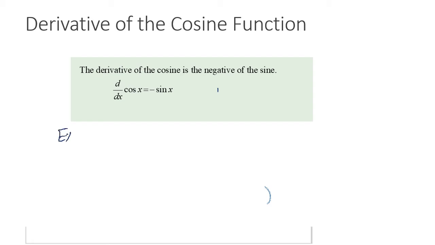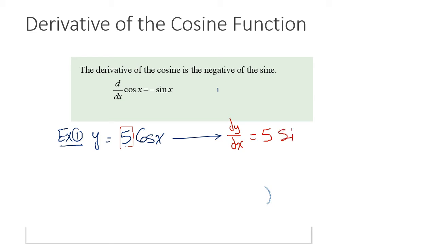Example 1. If y is equal to 5 cosine x, then dy by dx is equal to the constant, and the derivative of cosine is what? It is negative sine, so it's going to be negative 5 sine x. 5 is a constant, so I'm not going to use the product rule.